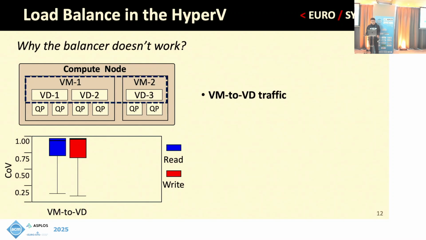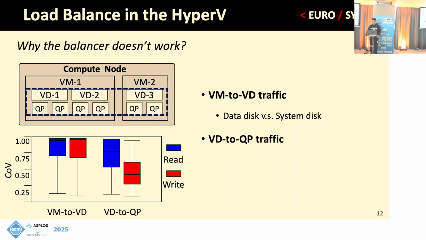We also use the COV to measure the traffic skewness, and the result shows a significant VM to VD skewness. But this makes sense. Within a VM, traffic typically goes to a data disk rather than the system disk. And similarly, we analyze VD to QP traffic. Surprisingly, we find that the traffic within a VD is heavily concentrated on just a few QPs.